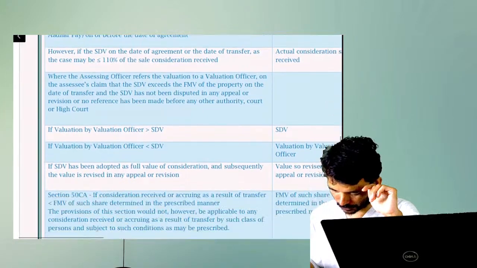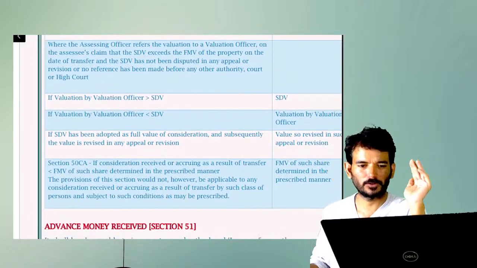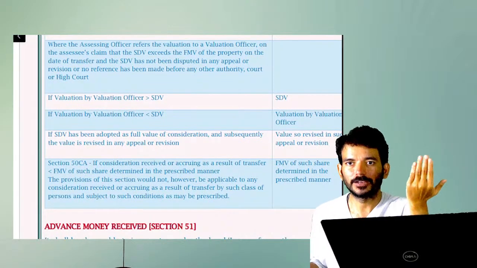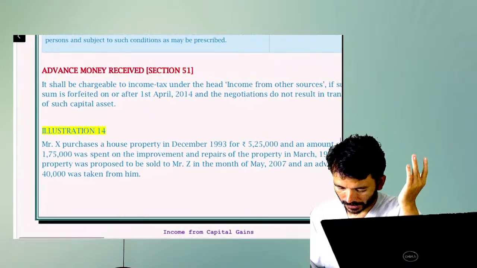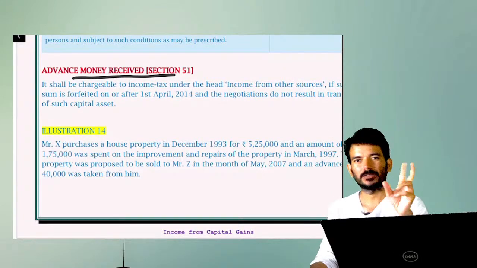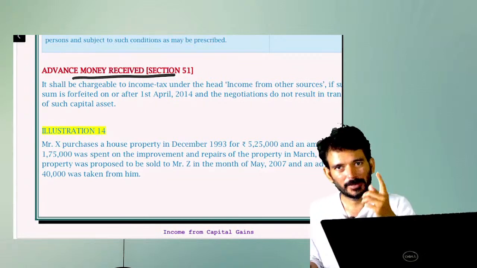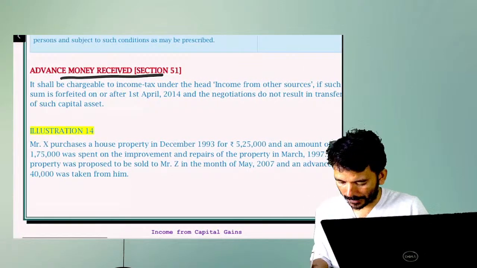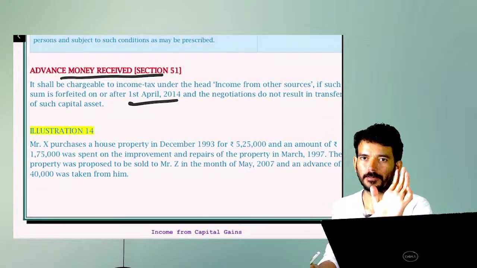This I explained. So in words I explained, and in exam also nobody asks you in theory. You can go with the wordings that we are saying here. And advance money forfeited, this you can expect one question on this, maybe in income from other source chapter, but again I'll explain. 1st April 2014 is the only thing that you have to remember.